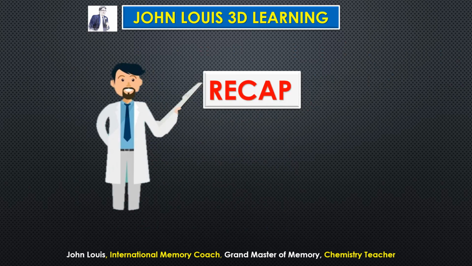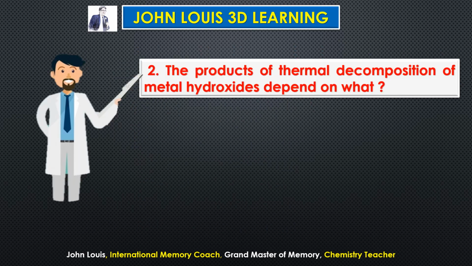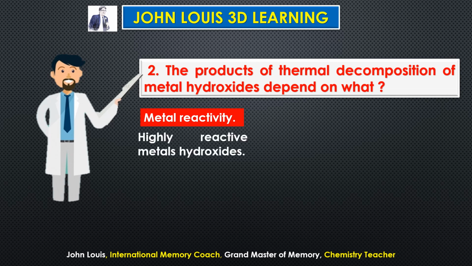Now let's recap very quickly. The products of thermal decomposition of metal hydroxides depend on what? Metal reactivity. So we know the metal reactivity series. We have learnt it already. So potassium, sodium, all those things up to platinum. Then what is the rule? Highly reactive metal hydroxides, that is sodium and potassium. These are the two highly reactive metals. So they do not decompose, they are very stable.